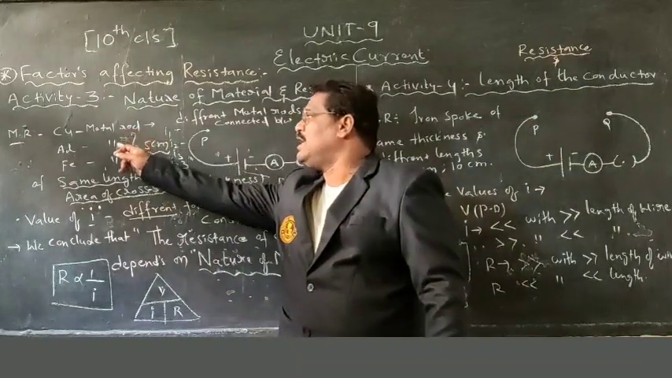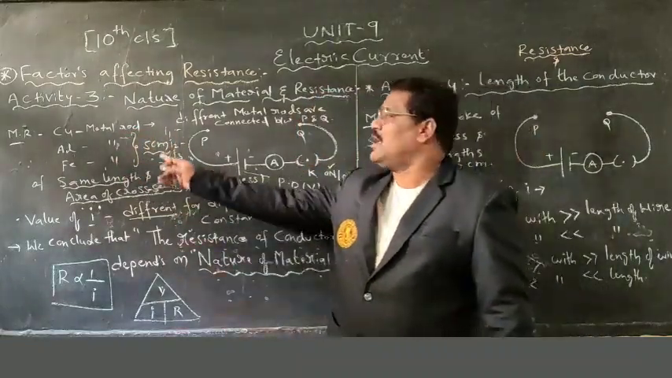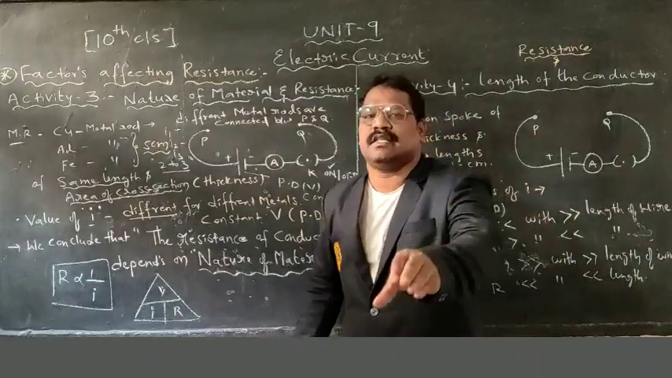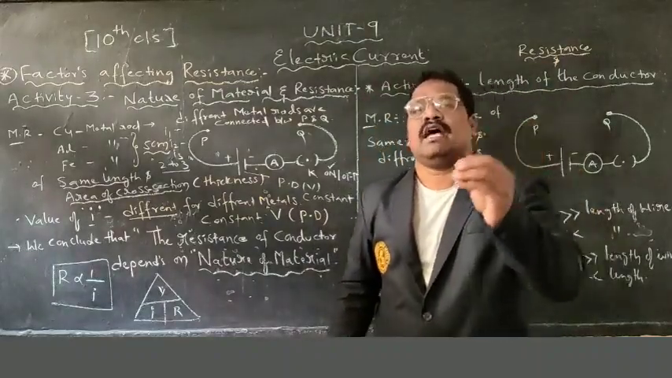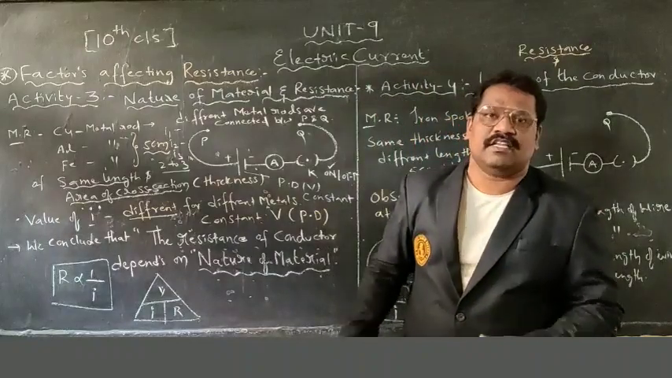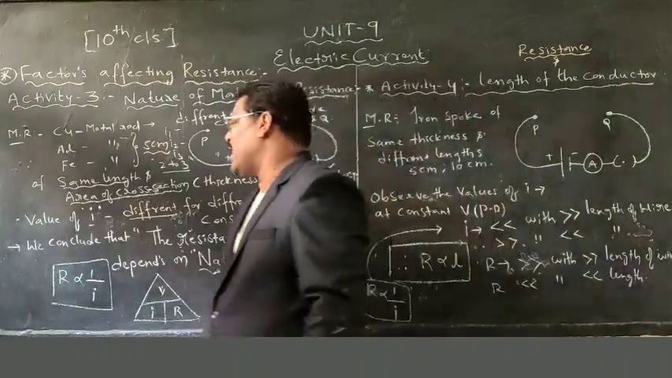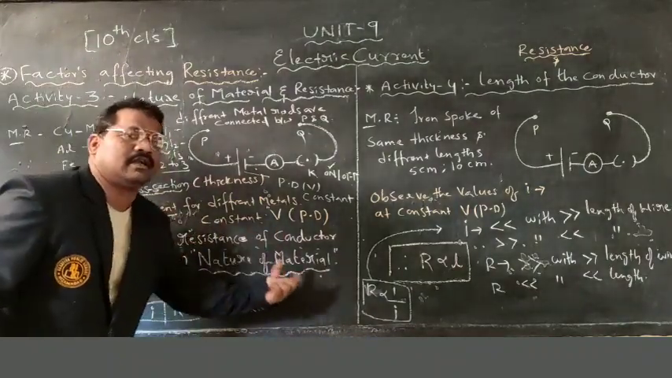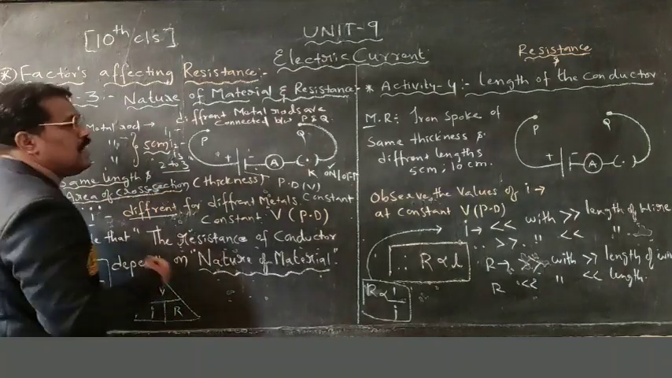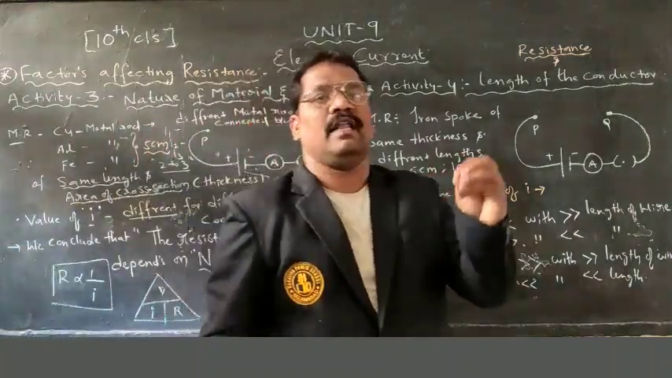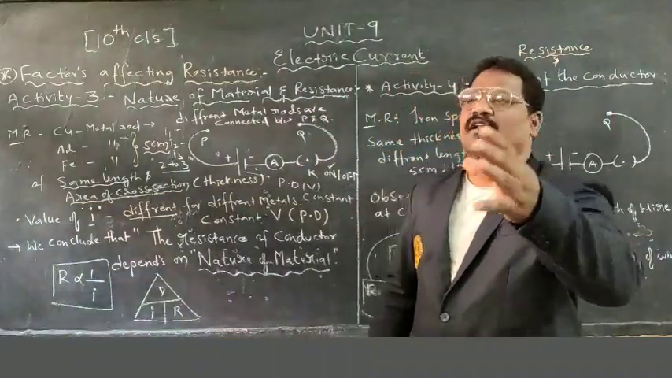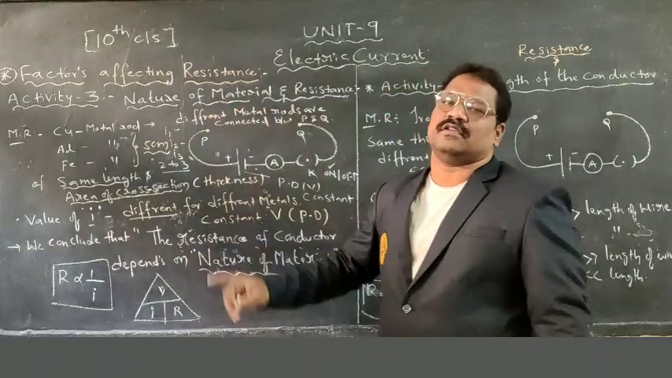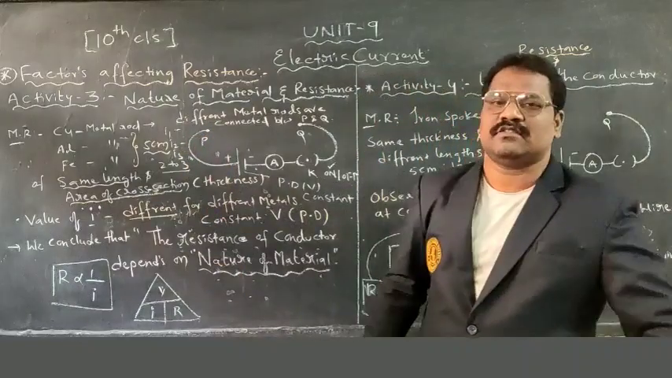Therefore, depending upon the nature of materials, there are different flows of current. The different flow of current indicates that each and every material has its own nature of offering resistance, and it differs from one another. By that we conclude clearly that the resistance of a conductor mainly depends upon the nature of the material also. For iron, the nature is different. For aluminium, it is different. For copper, a different nature of resistance will be there.